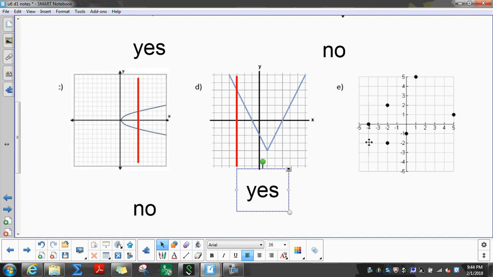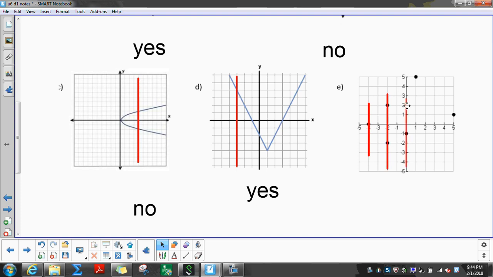Now, this one, E is a little bit different because they're just points, right? So when they're just points like that, you want to draw a vertical line through each point. And if you only have one point per vertical line, it is a function. So I draw a vertical line through all of them. This one, I only have 1 point on it, so cool. However, this vertical line has 2 points on it. So just because of that one line, it's not a function.